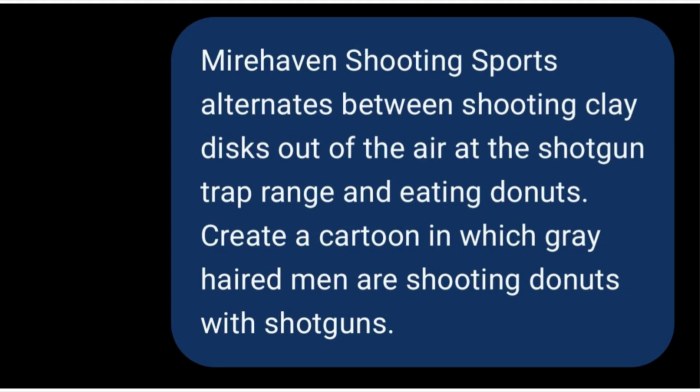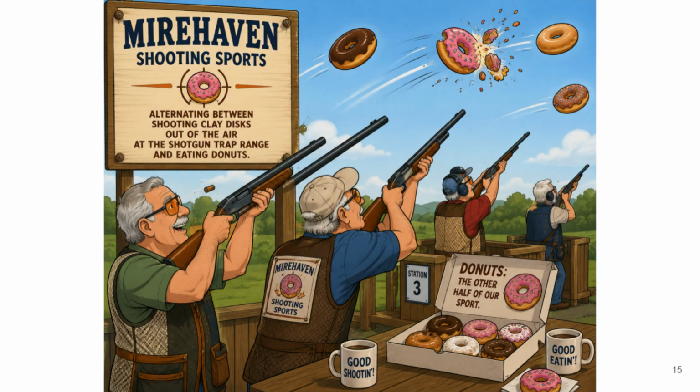Create a cartoon in which gray-haired men are shooting donuts with shotguns. And so look, we're just blasting those donuts out of the air, and look at our symbol here. It's got sprinkles on it, and good shooting and good eating. Now, by the way, notice that's a weird-looking shotgun. So, now what happens is you keep on changing your prompt, and eventually you try to fix it.